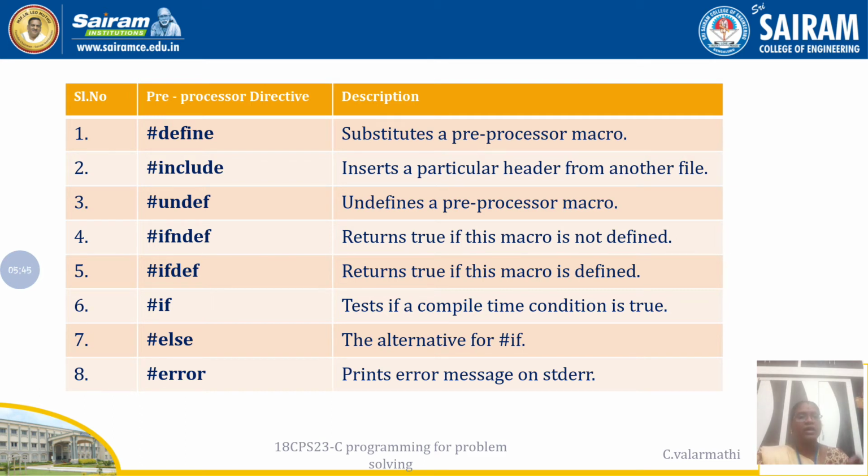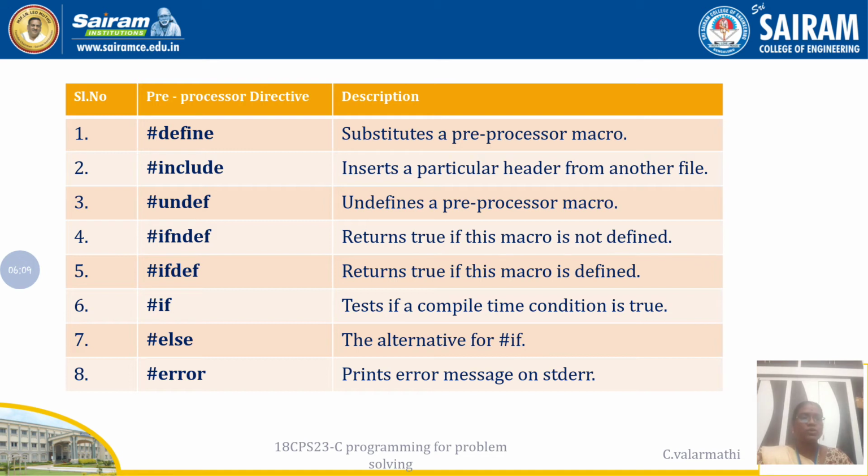And then serial number 6, it will test if the compiler condition is true, if that condition is a dynamic condition. If that condition is true, the corresponding rest of the program will be carried out, or else it will go for the else part. How do we do the if else part? The same conditions are applied here. So starting from serial number 3 to 8, these are called compiler controlled directives.